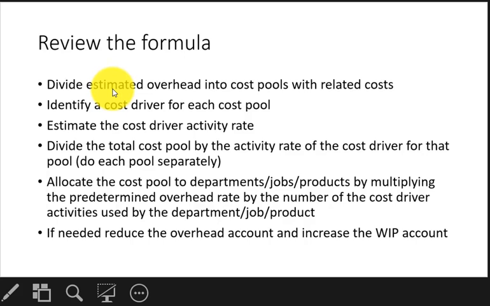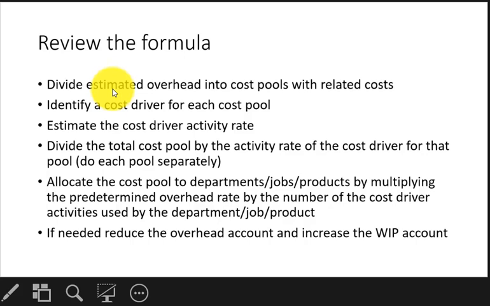Okay, so how much of the cost driver is going to be used in the future period. So we have the estimated overhead. Remember, this is all being done typically before anything has been actually started for the year. Divide the total cost pool, just that one, the individual cost pools, by the activity rate of the cost driver for that pool. So if we had 3 cost pools, we do it 3 times. We had 4 cost pools, we do it 4 times.